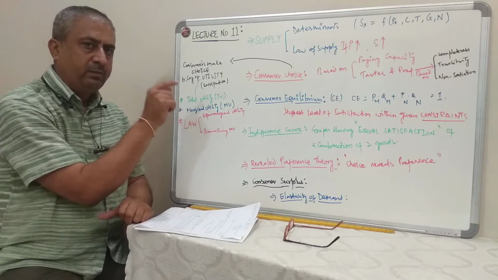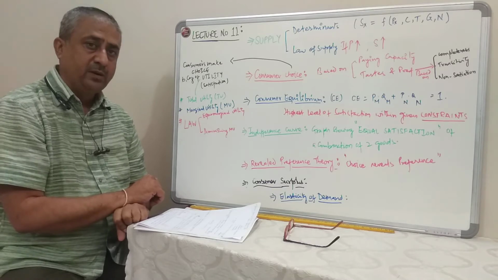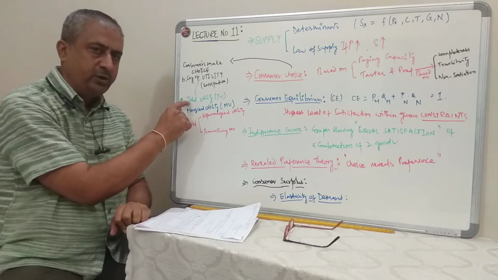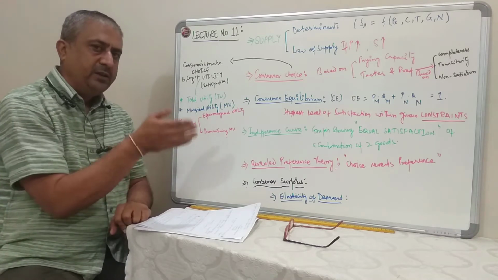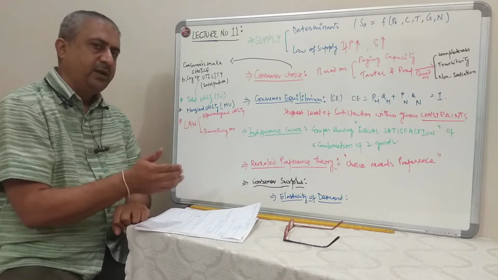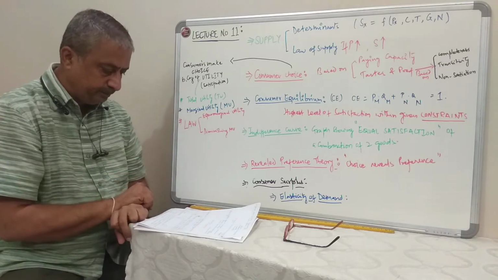The sum total of satisfaction that you derive on consumption of a product is total utility. Each additional unit you keep on adding, the satisfaction you derive from that is what we call marginal utility.